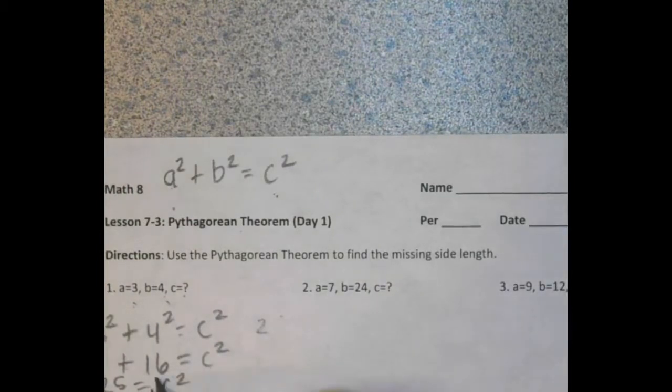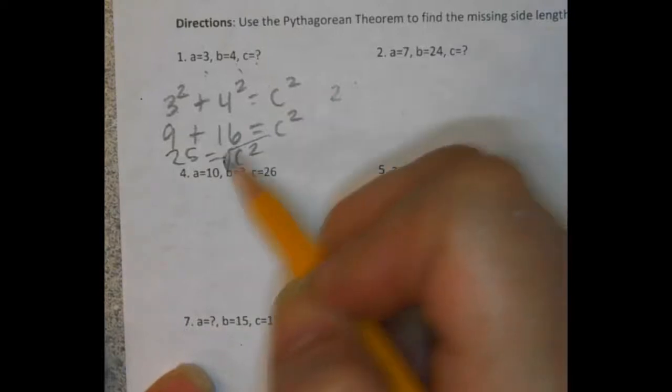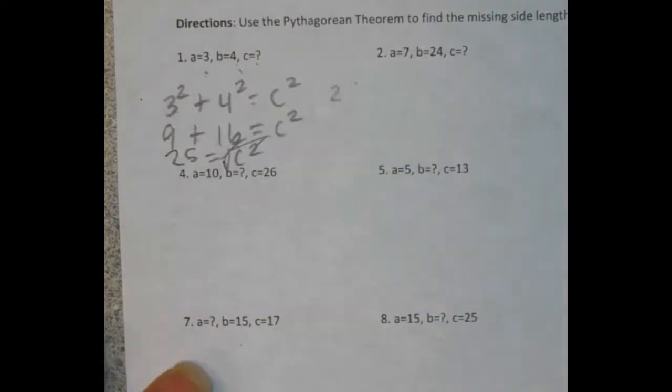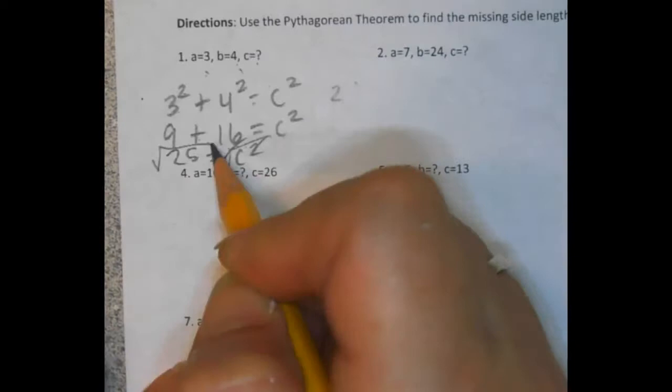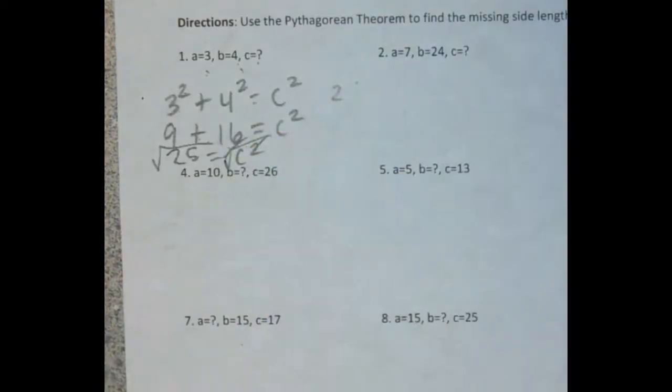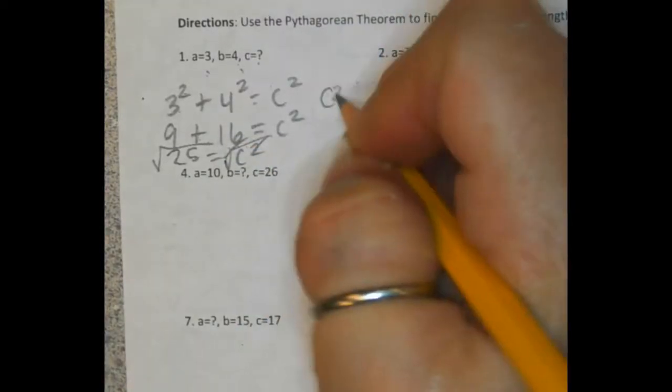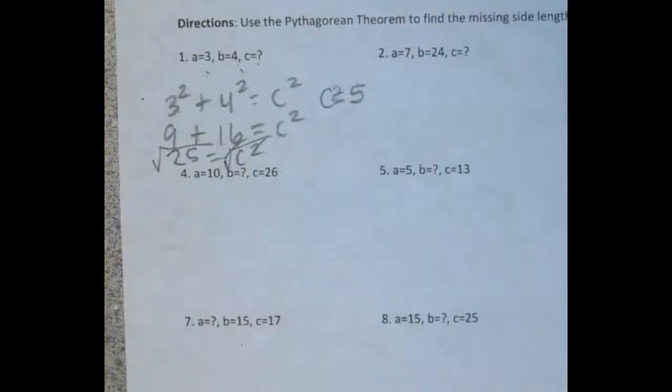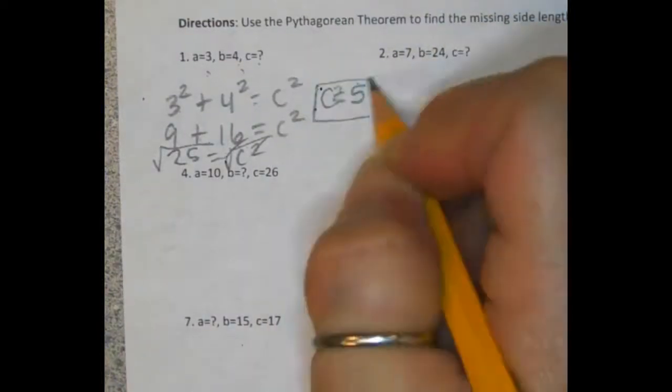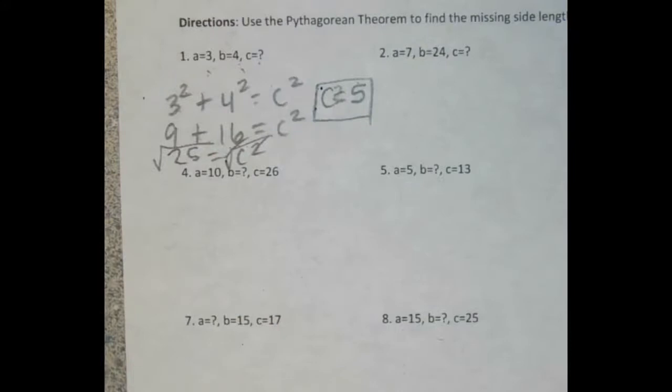So if I take the square root, remember when I take the square root, my root and my radical cancel. That leaves me just c. And I also have to take the square root of 25. What is the square root of 25? So c is equal to 5. Right? Pretty simple? Yeah? Okay, so we're just doing that simple operation.